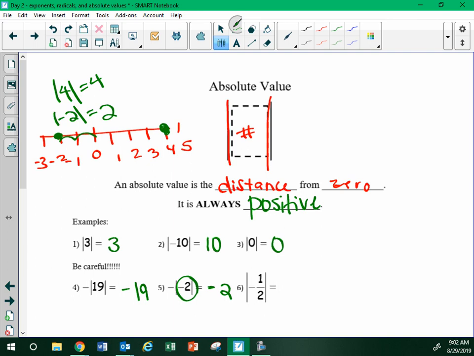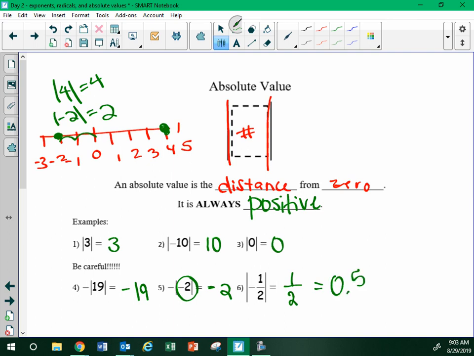All right, and then number 6, there's nothing sitting in front, so we don't have to worry about that. It's just 1/2. Can you change that into a decimal? Yeah, that would be fine. You could put it as a decimal, 0.5. I'm okay with that. That's the exact same thing.